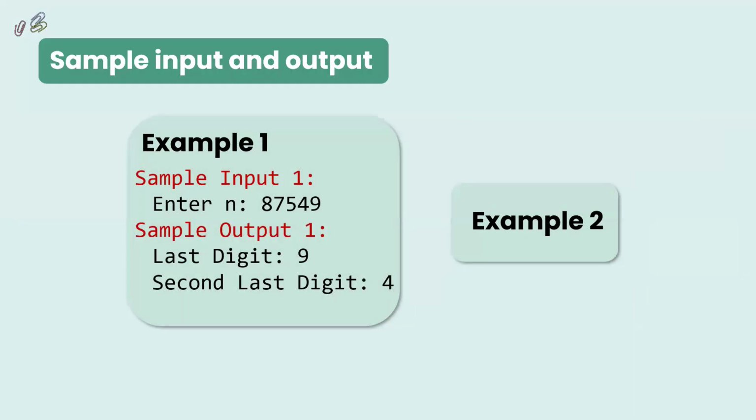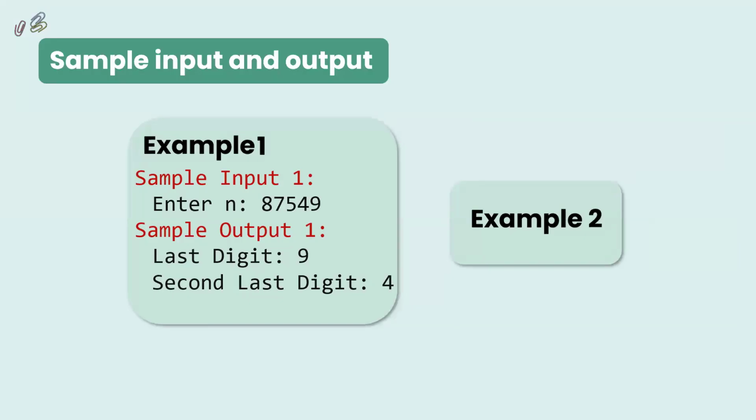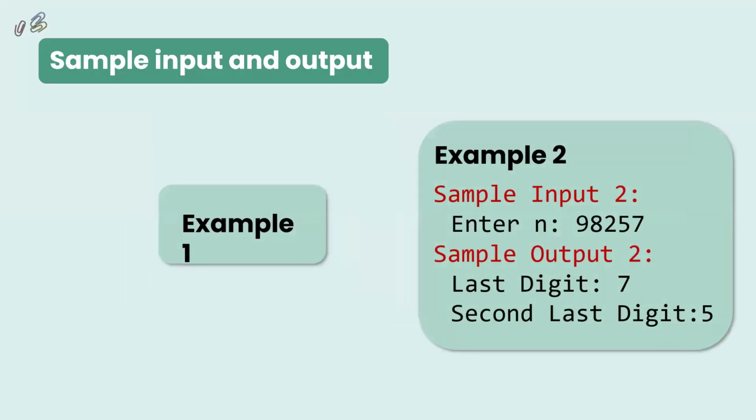Given a number, find out the last digit and second last digit. How can we get that info? How can we get the last digit and second last digit?